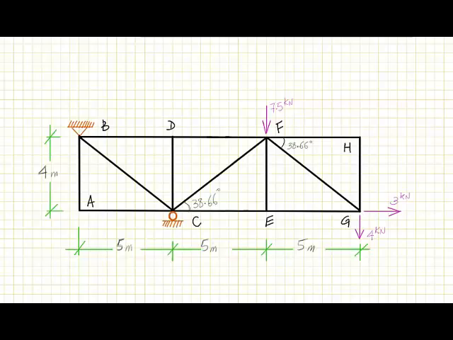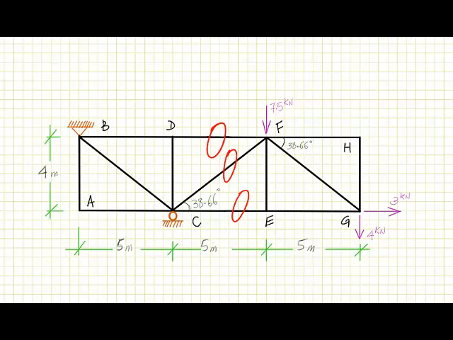We'll calculate the forces in elements DF, CF, and CE using method of sections. Step number 1 is that we will calculate the reactions at C and B, and as we learned before, we take moments about point of intersection of two unknowns.